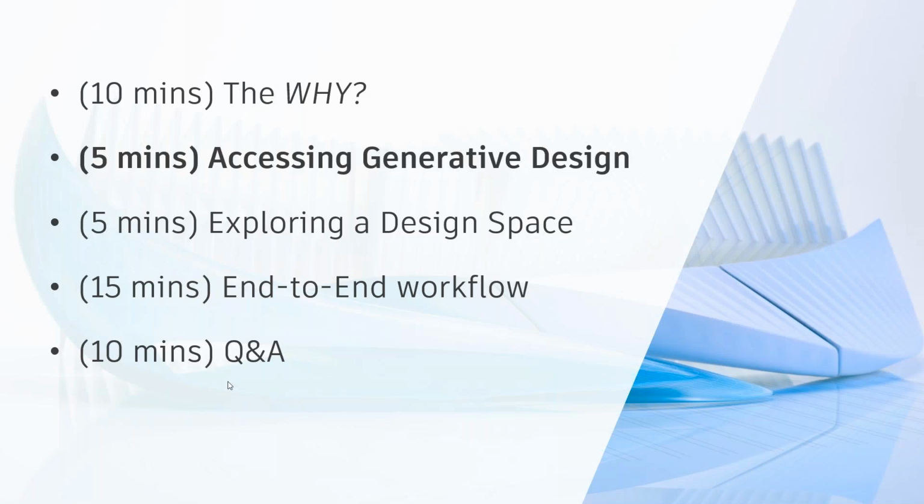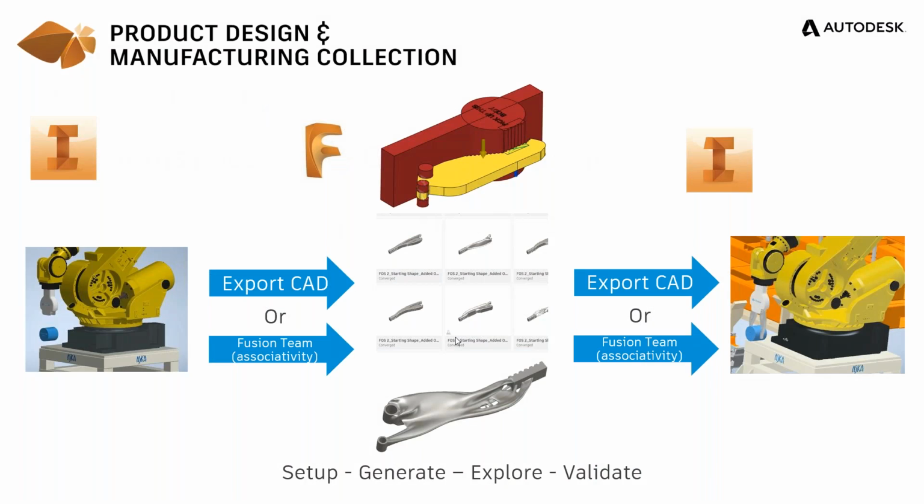Okay, so next I'd like to spend a few minutes talking about how to access generative design. We'll show an end-to-end workflow here in just a little bit. That starts off with your overall assembly in Inventor. We'll then take, in this case, a robotic end effector and the sub-assembly or the component that you'd like to run through generative design, and we'll bring that over to Fusion 360 to run through the generative design process. We'll then export the CAD, and we'll bring it right back into Inventor.